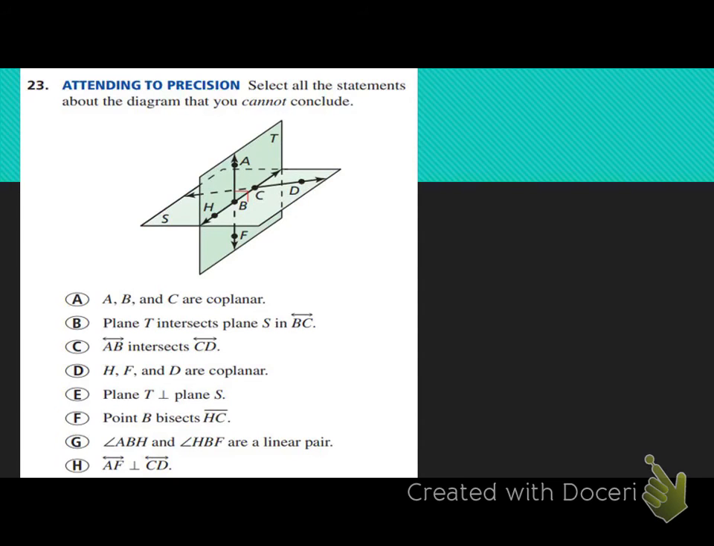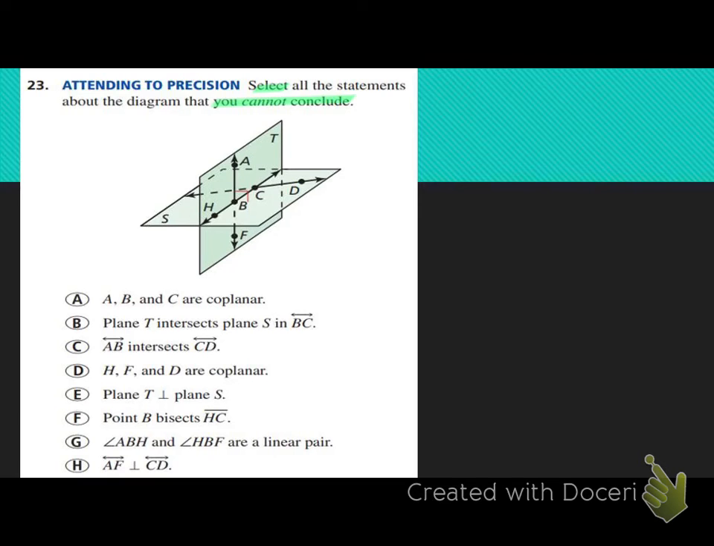Okay, this is the last one. Then we'll use our whiteboards for a minute. So we're selecting. Go ahead and highlight select. What you cannot conclude. So highlight select, and then what you cannot conclude. So this one we're not writing yes or no. We're just highlighting the ones that are not true.